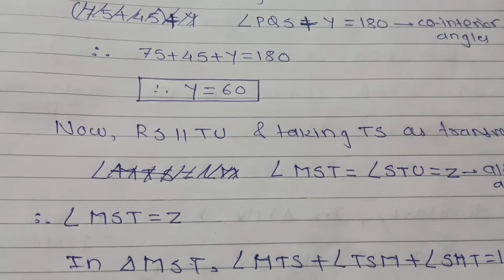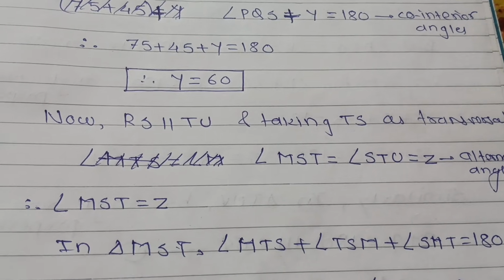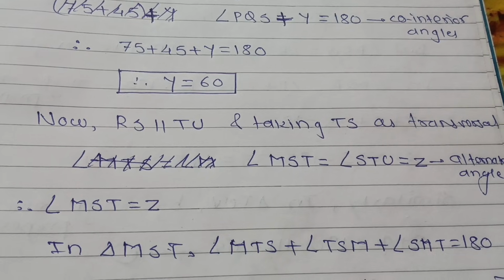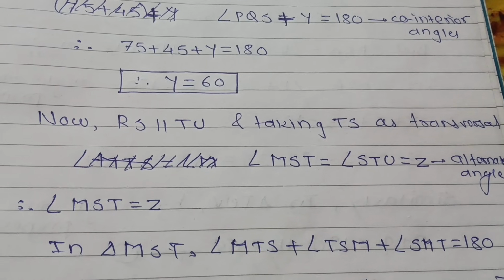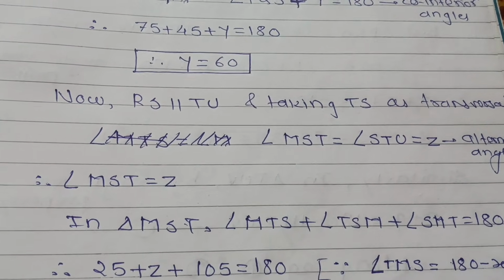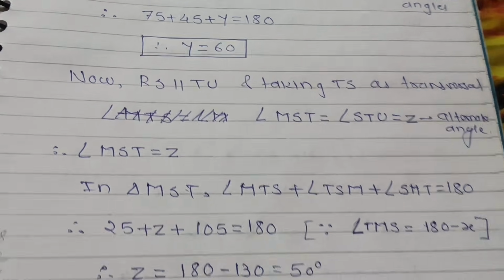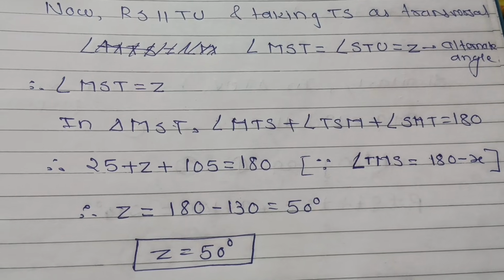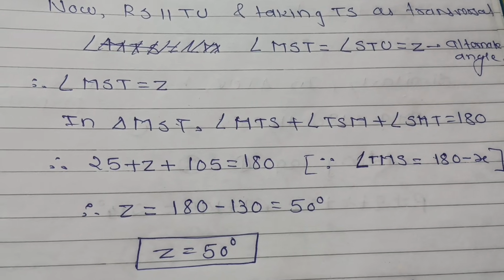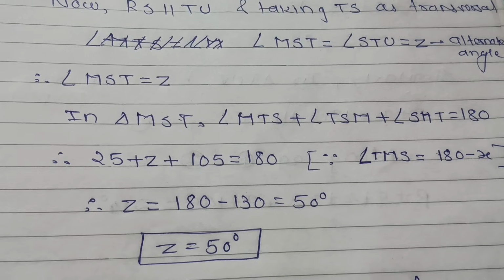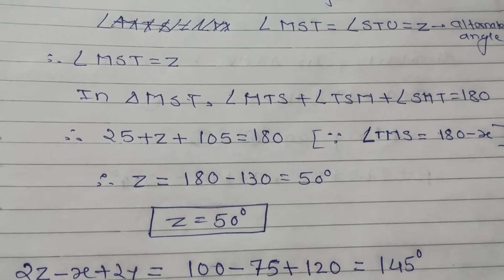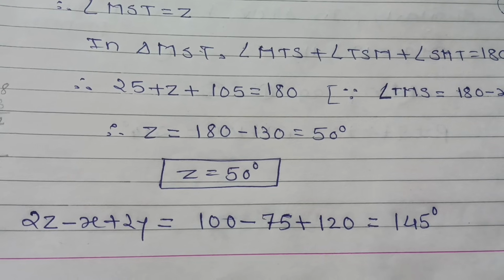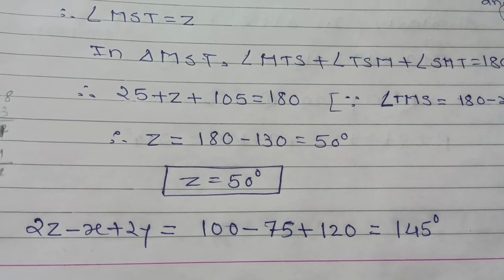Now, consider RS parallel to TU and taking TS as a transversal, angle MST is equal to angle STU, which is equal to Z, because they are alternate angles. Hence, Z is equal to angle MST. Now, in triangle MST, the sum of all three angles is 180, by the angle sum property, and by putting the values of all the angles in triangle MST, we can find out the value of Z, which is 50. Now, put the values of X, Y and Z in the given equation, and we get the answer 145 degrees.